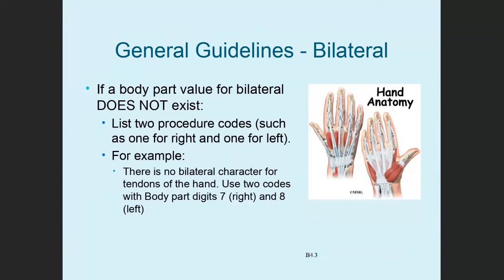On the other hand, sometimes there is not a bilateral body part value to choose from. In this case, report 2 codes, 1 for right and 1 for left. For example, there's no bilateral character for tendons of the hand. If the same procedure was done on the right hand and the left hand, you're going to use 2 codes, 1 for right, body part value 7, and 1 for left, body part value 8.